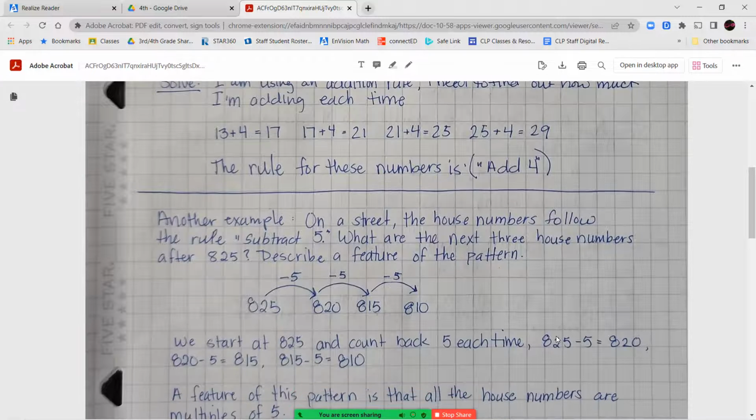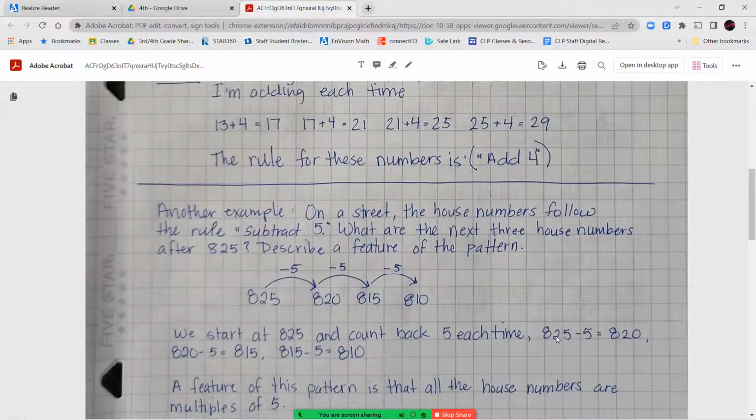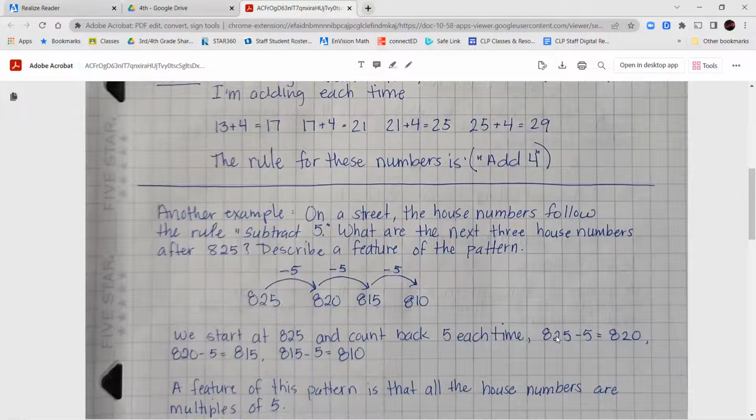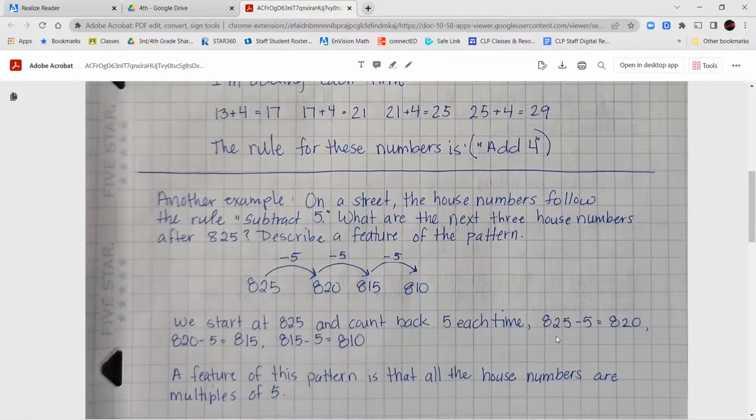Let's take a look at another example. It says on a street, the house numbers follow the rule subtract 5. What are the next 3 house numbers after 825? Describe a feature of the pattern. So we have to do 2 things. We have to find the rest of the house numbers, and we have to find some kind of feature, something that describes the numbers.